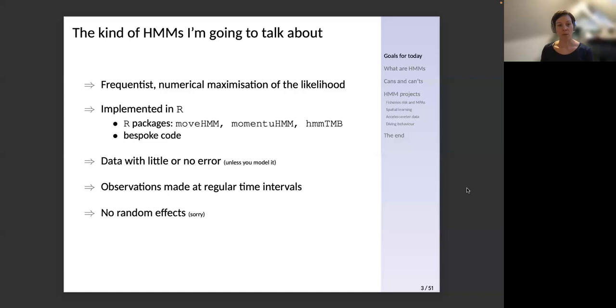So generally, when one analyzes animal movement data with HMMs, you assume that your data has little or no error. You can model it, but the sort of vanilla flavored HMMs assume no error in locations. We also need observations to be made at regular time intervals. This is a requirement of the model mechanisms. And in this talk, I'm not going to talk about random effects. Sorry about that if you were hoping for random effects, but you can fit models with random effects in momentuHMM and hmmTMB.